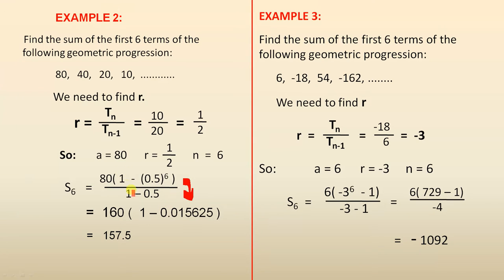So you just use your calculator to work all this out. It's quite straightforward. And you'll find that the sum of the first 6 terms of the geometric progression is 157.5.